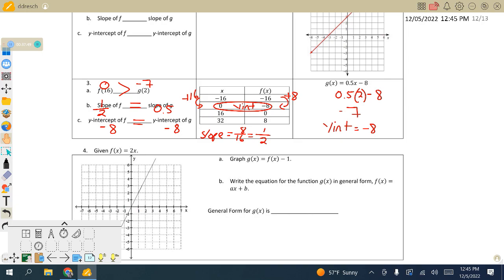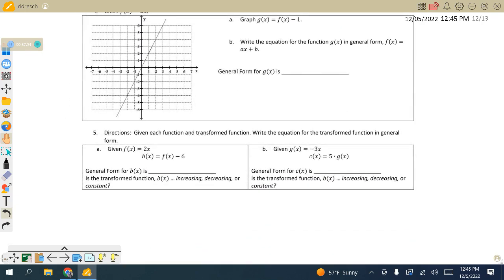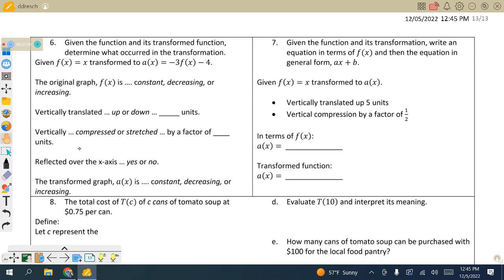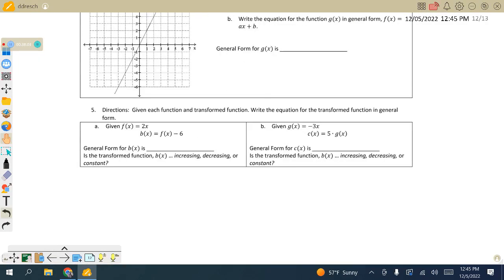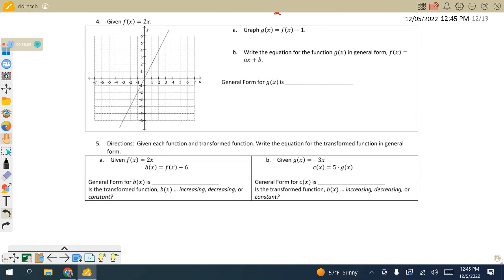Okay. Now, from this point on, what does the rest of that stuff look like? New stuff or old stuff? That is all old stuff, as you can tell. It's our transformations work. So let's do a couple of those right here, just to get you prepared for the quiz on Thursday. All right, let's take a look at number 5, just reviewing what we did last week. You guys started to do pretty well with that on last week's stuff.